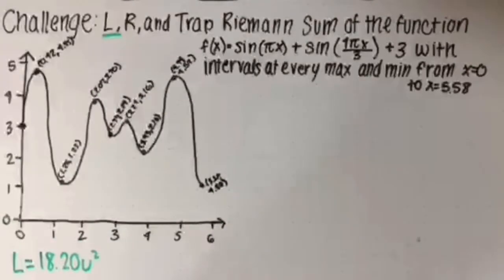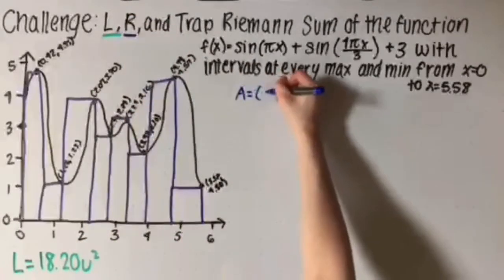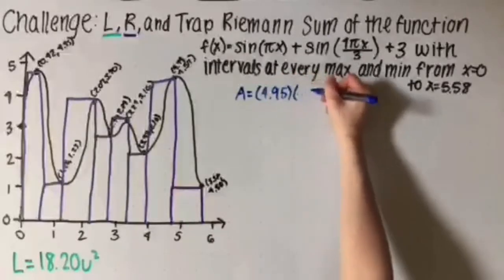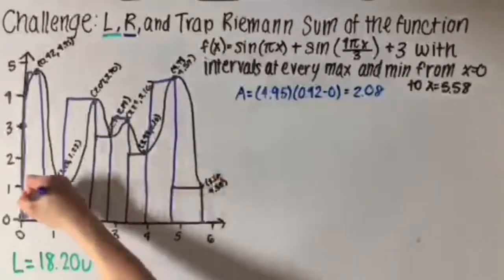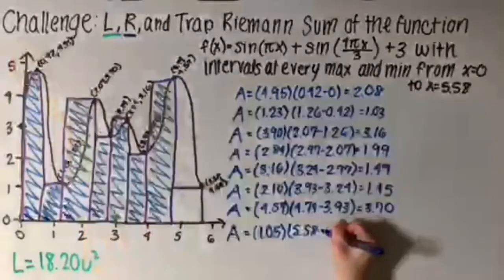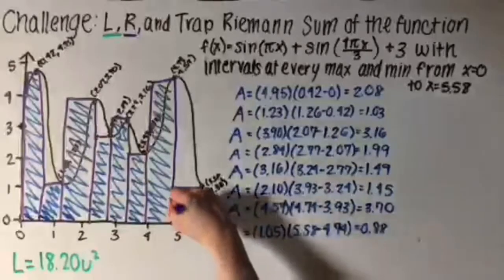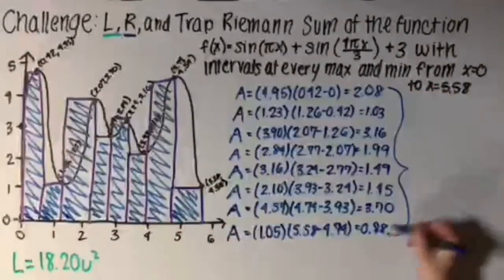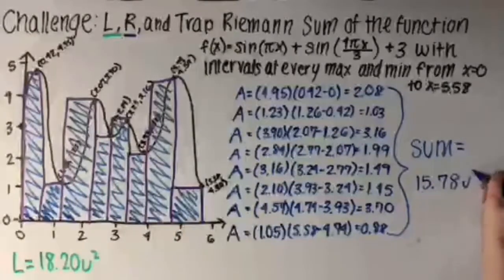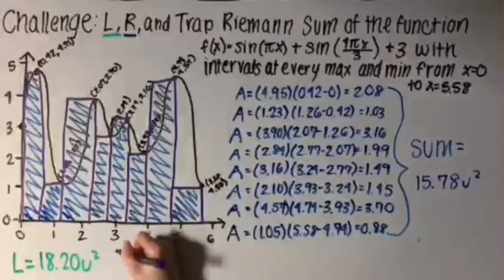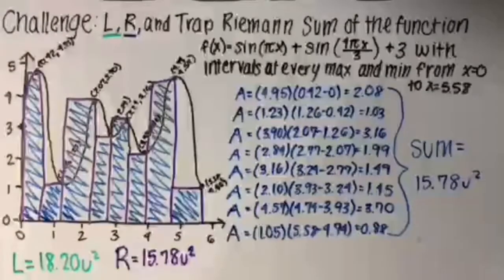So moving right along into the right Riemann sum, we do the exact same thing as the left, except starting from the right point. Our first height is going to be 4.95 and an interval length of 0.42 again, giving us a first area of 2.08. Moving right along into our final area of 0.88 and summing the previous areas gives us a total area under the curve of 15.78 units squared. Once again, putting that value at the bottom for later comparison.